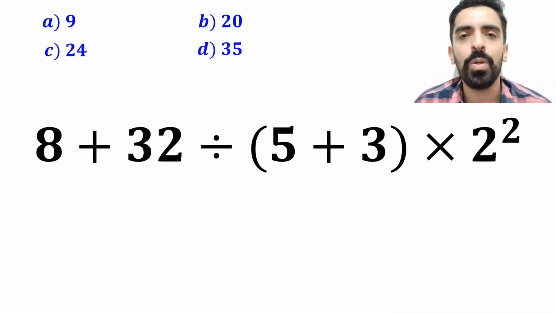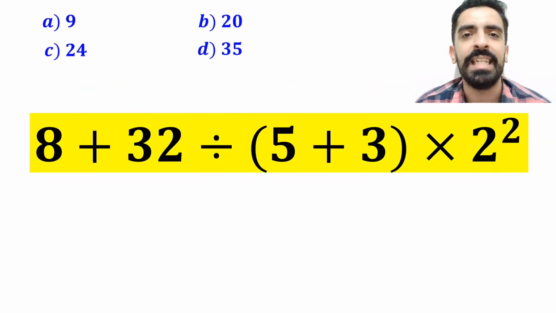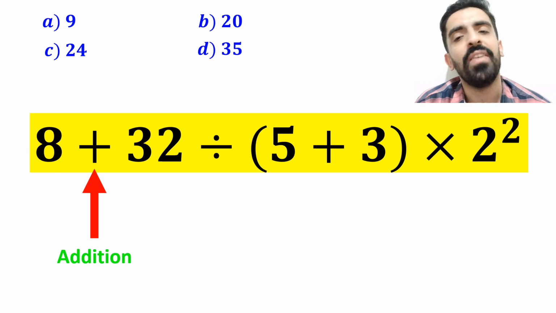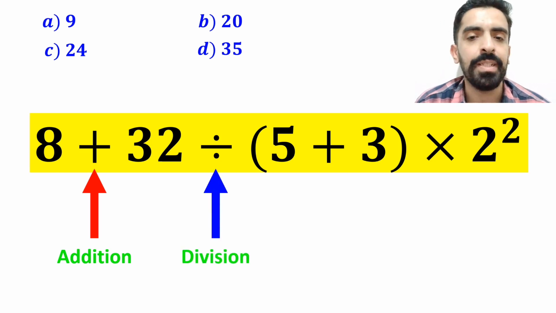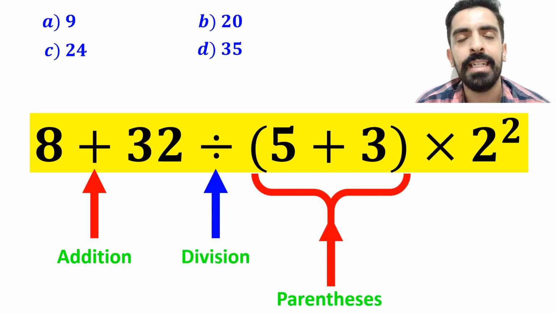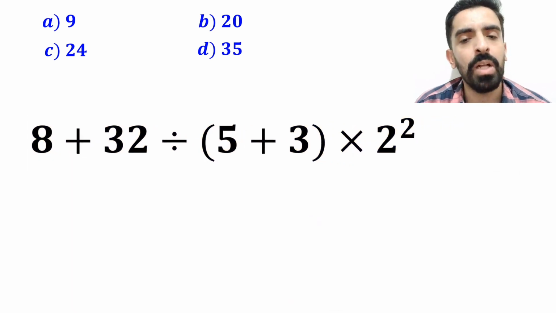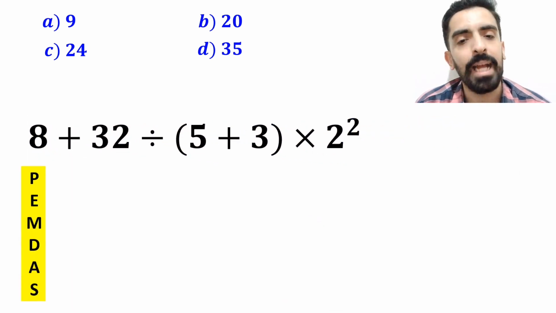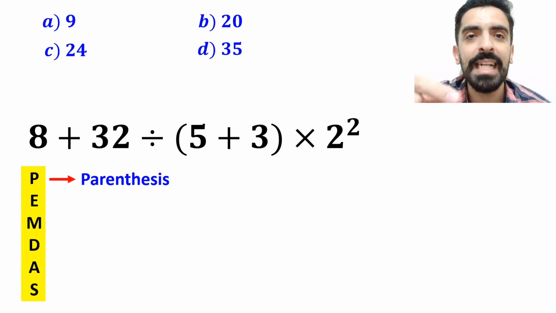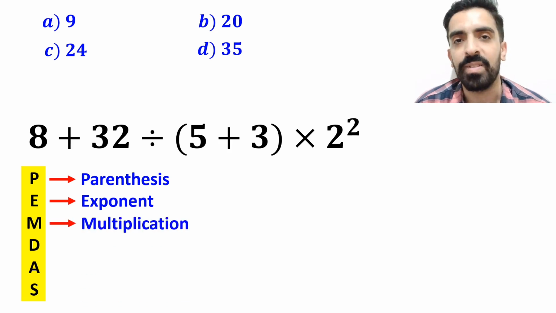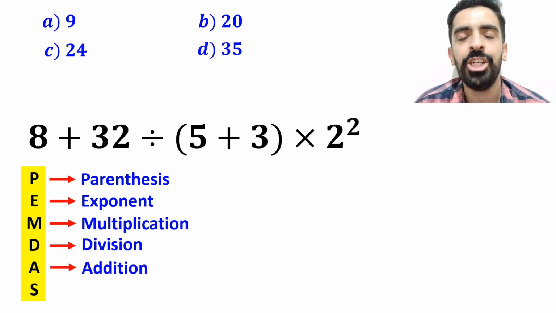Alright, now let me show you how to solve this expression properly. As you can see on the screen, in this expression, first we have an addition sign, then a division sign, followed by parentheses, then a multiplication, and finally exponent. To solve this question, we must follow the PEMDAS rule. In this rule, P stands for parentheses, E stands for exponent, M stands for multiplication, D stands for division, A stands for addition, and S stands for subtraction.